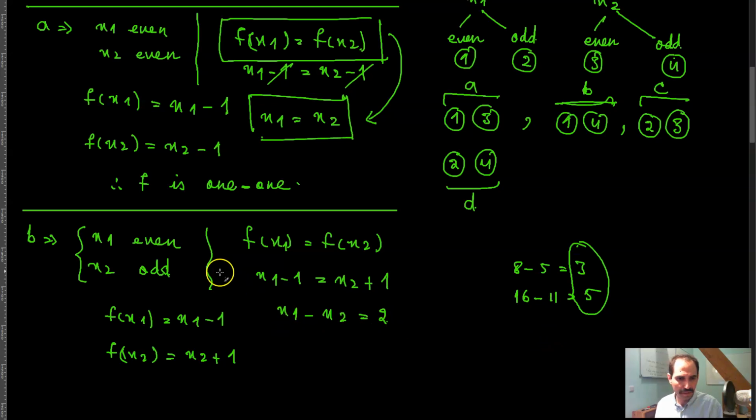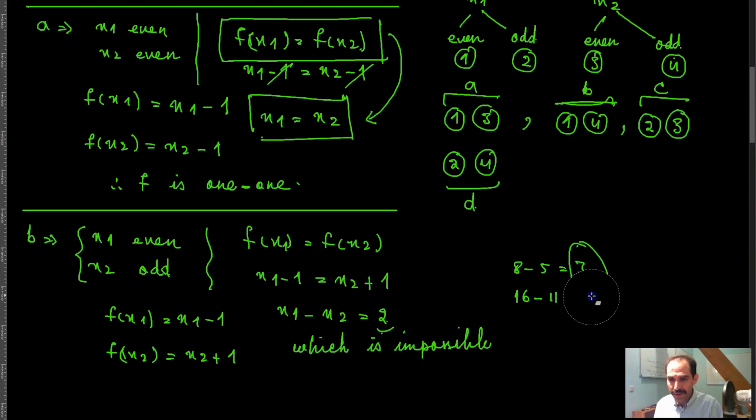And over here, we have x1 minus x2, which is an even number minus an odd number, and it became an even number, which means that this is impossible. Which means that this assumption cannot be made if x1 is even and x2 is odd, right?